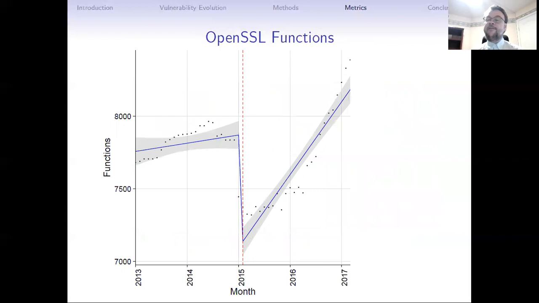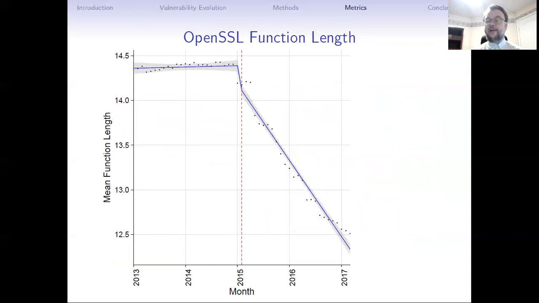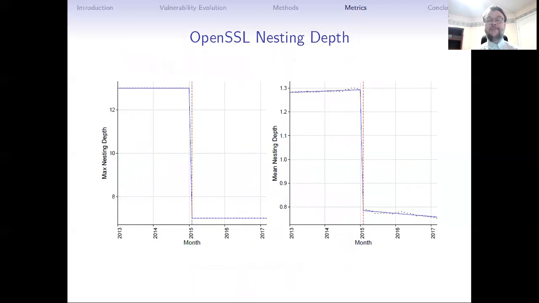However, while the number of functions decreases immediately after Heartbleed, note that the slope increases substantially after Heartbleed. So to explain why this is happening, I looked at the average function length and saw that it was decreasing after Heartbleed with a fairly strong negative slope. So this means that the project members are refactoring OpenSSL to have more smaller functions, which is probably a good indicator of improving code quality.